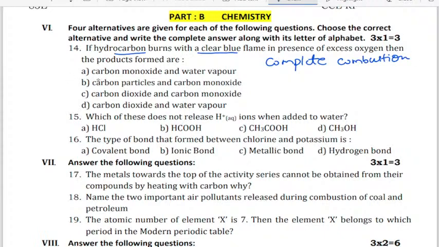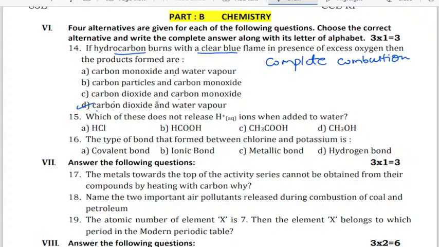The options given are carbon monoxide and water vapor, carbon particles and carbon monoxide, carbon dioxide and carbon monoxide, carbon dioxide and water vapor. Students, whenever a hydrocarbon burns completely with a clear blue flame, it releases carbon dioxide and water vapor. So this is the right answer. Option 4 is the right answer here. Let's go for the next question.